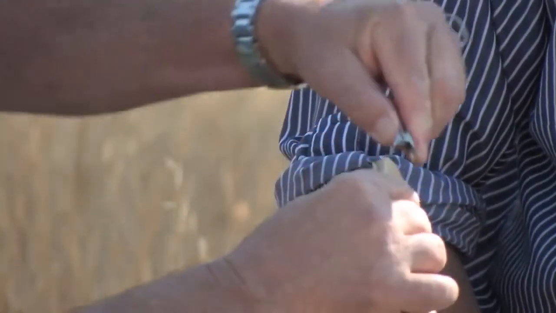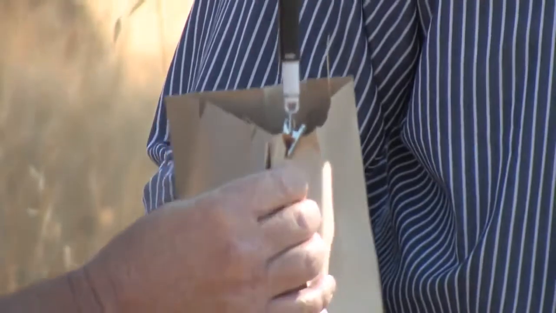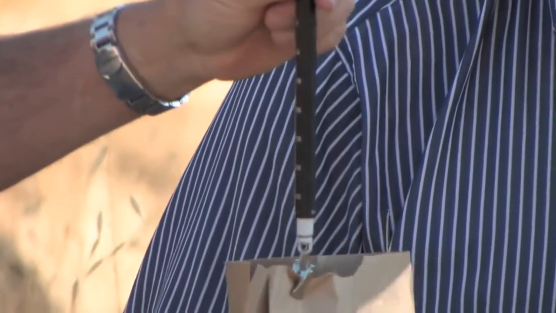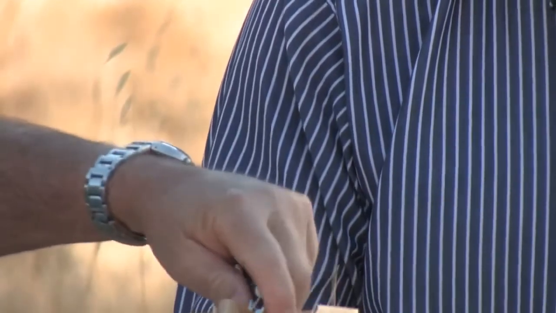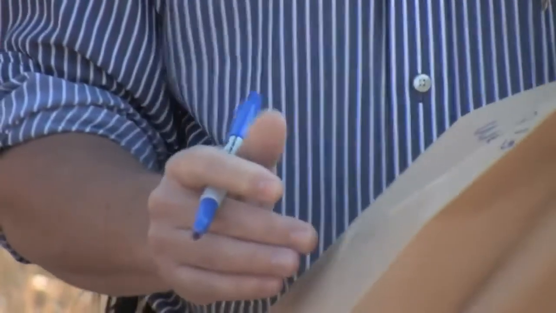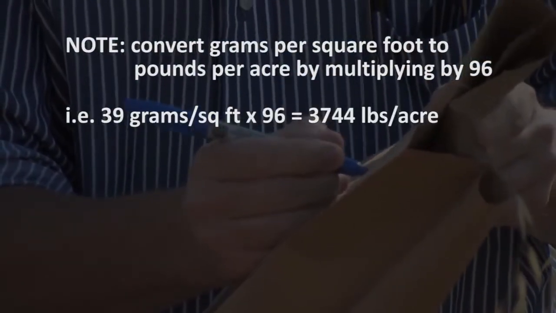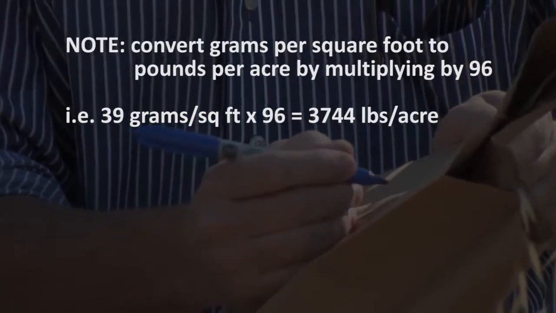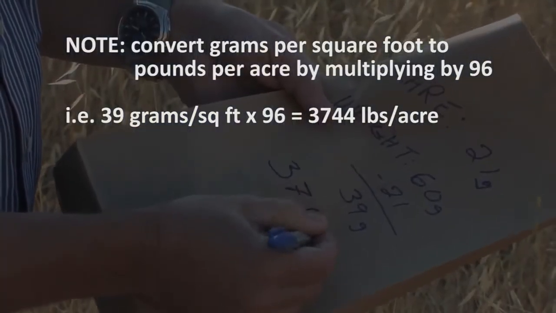Okay, and after the plot's clipped and all the material's in the bag, you want to weigh the bag and the clip material. And this weighs about 60 grams. Now before we clipped, we weighed the bag when it was empty and it weighed 21 grams. So if we subtract 21 grams for the bag from 60 grams for the whole sample, we come up with 39 grams. And we're going to multiply that by 96.